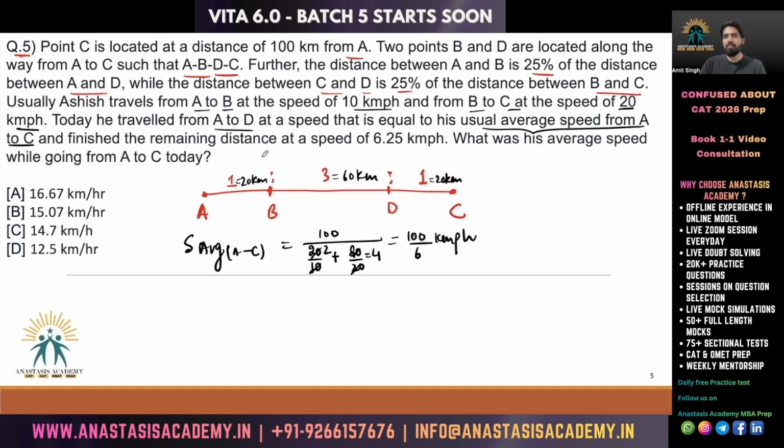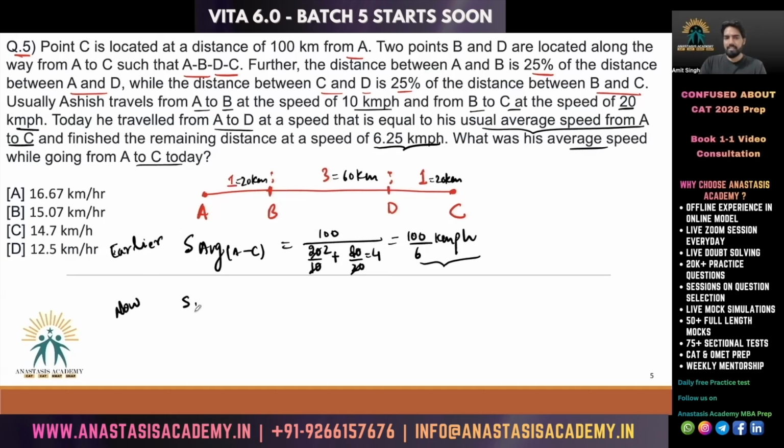Now today he traveled from A to D at a speed that is equal to his average speed from A to C. So at what speed will he go from A to D? At this speed, and he finishes the remaining, that is D to C, at a speed of 6.25. What was his average speed while going from A to C? Now, this was the case earlier, right? And what is the case now?